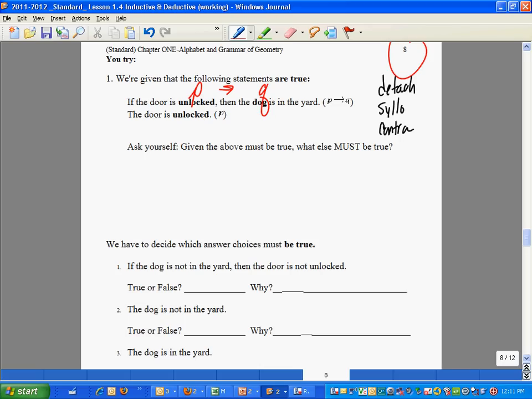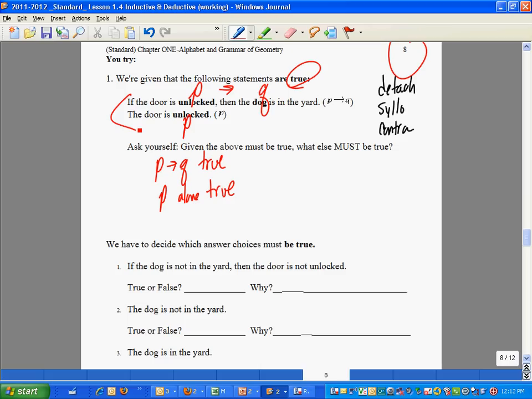Now, do you see P alone is true? So law of detachment also says Q alone is true. Do you have any third statements where you can make a syllogism? No, not really. There's only P and Q. There's no R involved. So it's kind of a short list, which is good for you guys.